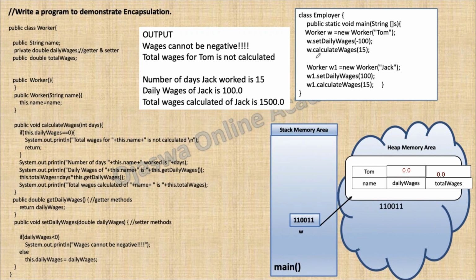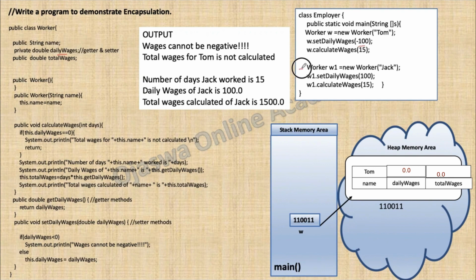So this way, we are achieving encapsulation. Even though the employer sets a negative value, we are not allowing the negative value to be stored in the instance variable dailyWages. Why? Because we have made it private and we have not given direct access to the employer class. We are setting it through the setter method setDailyWages, and we have put a condition. If the value is negative, we are not setting it. So this way you can achieve encapsulation.